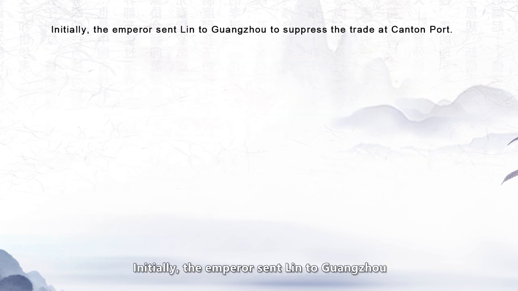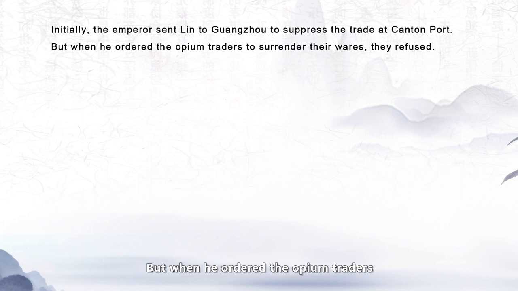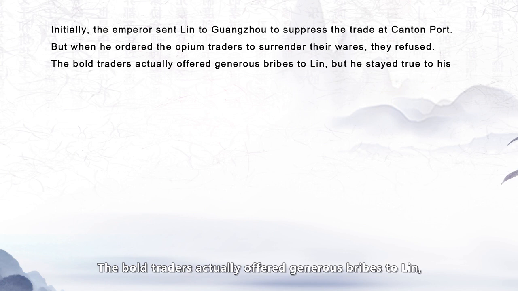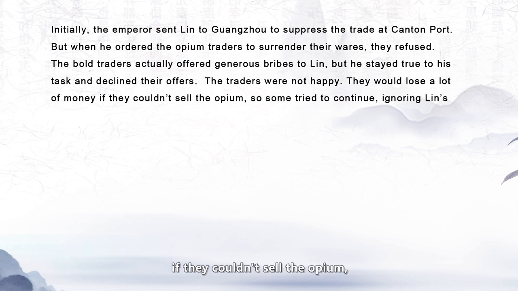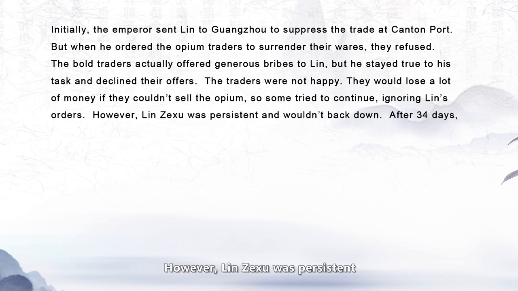Initially, the emperor sent Lin to Guangzhou to suppress the trade at Canton Port. But when he ordered the opium traders to surrender their wares, they refused. The bold traders actually offered generous bribes to Lin, but he stayed true to his task and declined their offers. The traders were not happy. They would lose a lot of money if they couldn't sell the opium, so some tried to continue, ignoring Lin's orders. However, Lin Zexu was persistent and wouldn't back down.